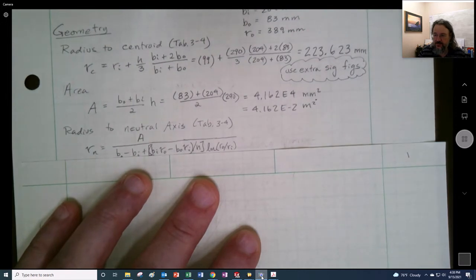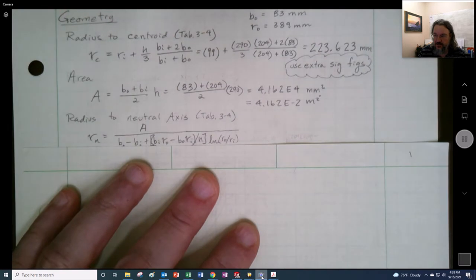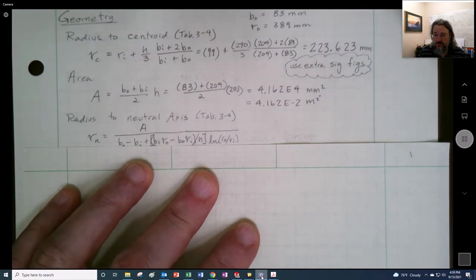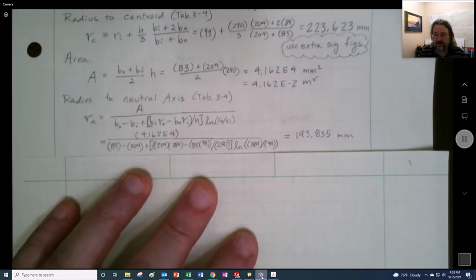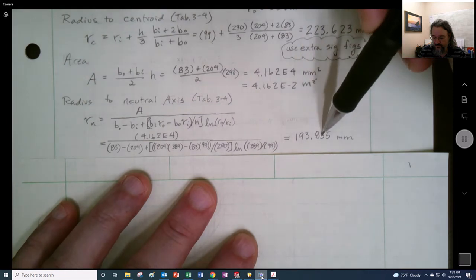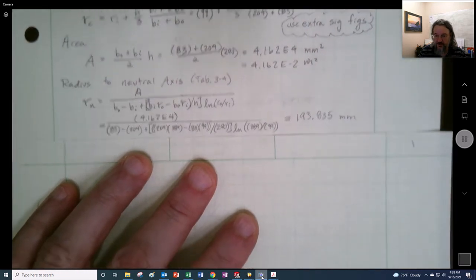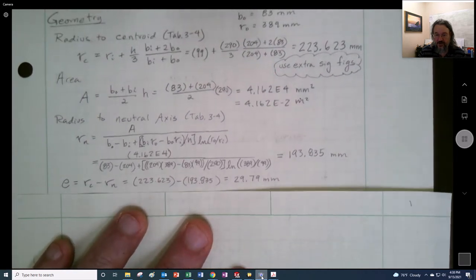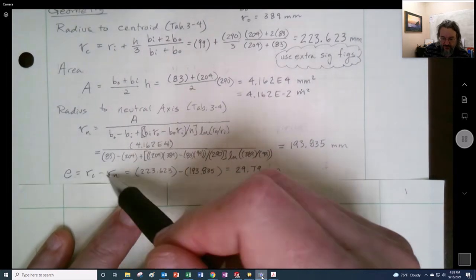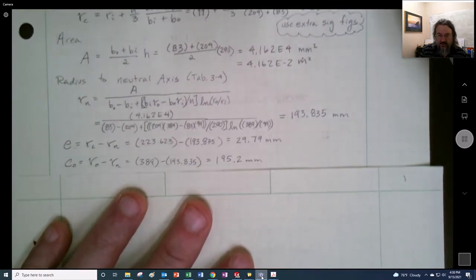That's the distance to the neutral axis, which, of course, remember, is different from the radius to the centroid, right? The centroid and the neutral axis are the same thing in a straight beam, but they're not in a curved beam. So we plug some values in, and I get 193.835. So the difference between these, we call that like an eccentricity. So I went ahead and subtracted the two from each other. So right there is the distance between them that we're going to need in our main equation.